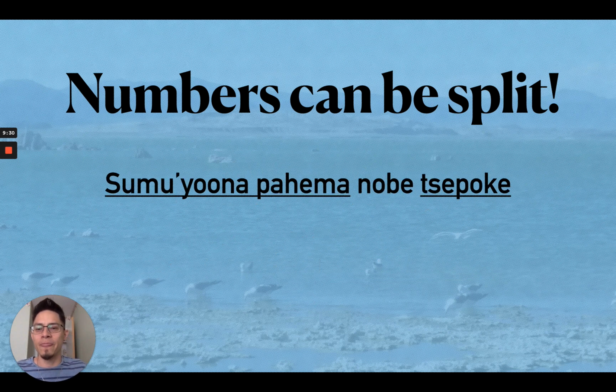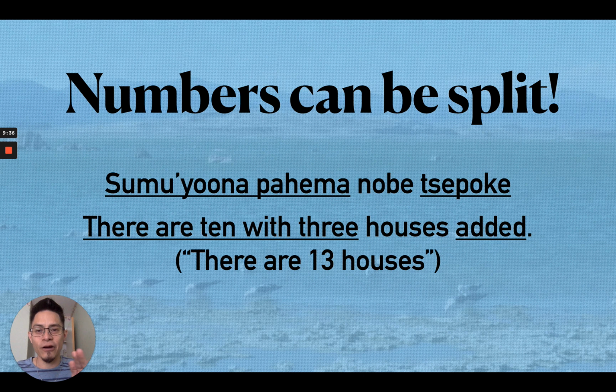Another example is this one. And that means there are 10 with 3 houses added. So bahima is 10 with 3. And then tsipoki, the word for added, comes after houses. So literally that means there are 13 houses. But house, the word for houses came in between. It means again, there are 10 with 3 houses added. So keep that in mind. When in actual use, this pattern of forming larger numbers can be split.